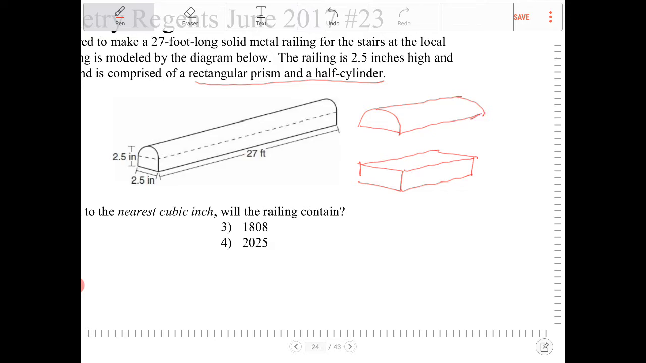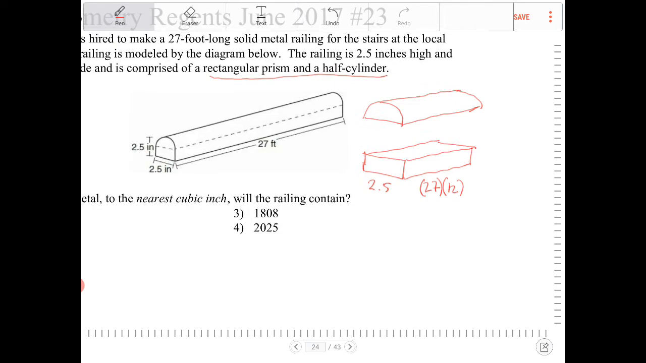They will have some dimensions that are similar and some dimensions that are very different. So the width of this rectangular prism is 2.5. The length of this is 27 feet. However, because the units do not match, I have to make the units consistent. The width is 2.5 inches. I need to convert the 27 feet into inches. So I'm going to multiply 27 feet by 12 inches because there are 12 inches to a foot.